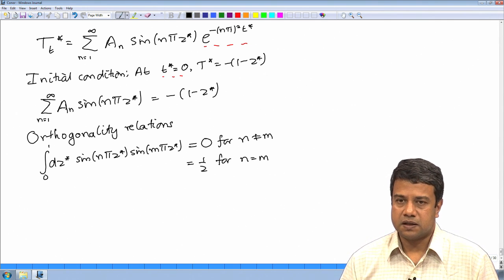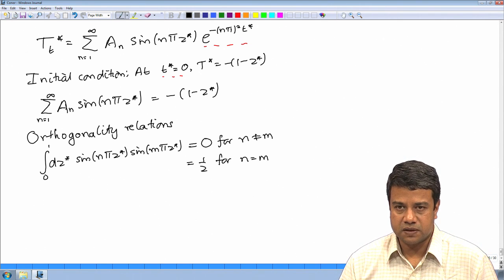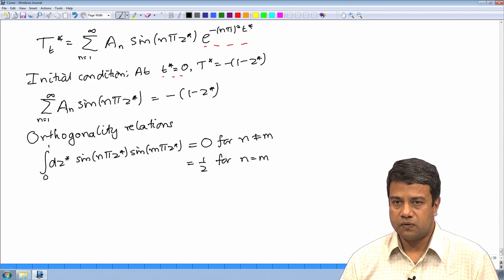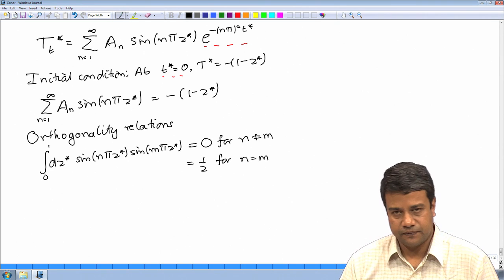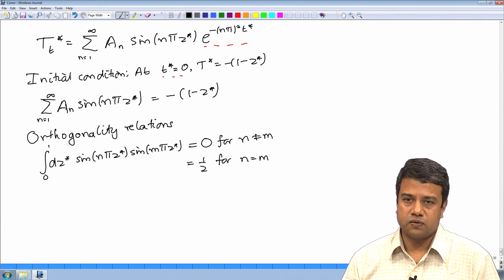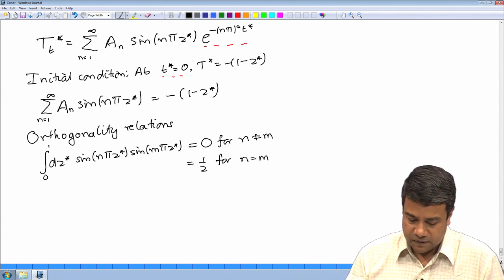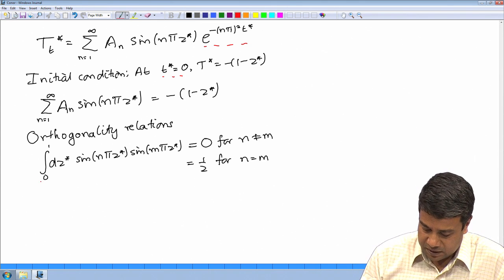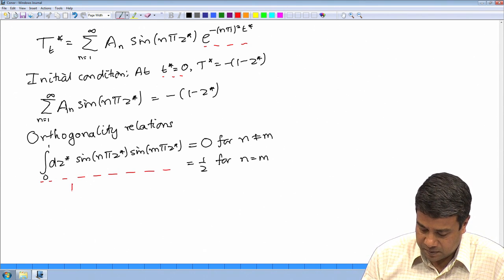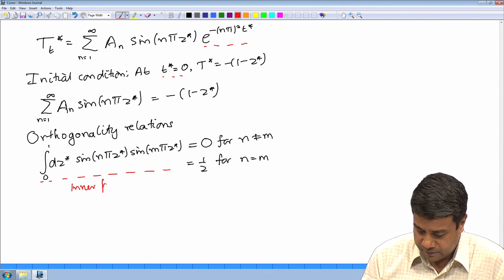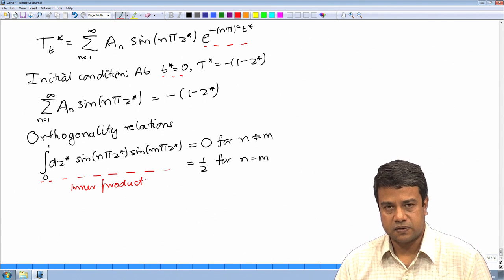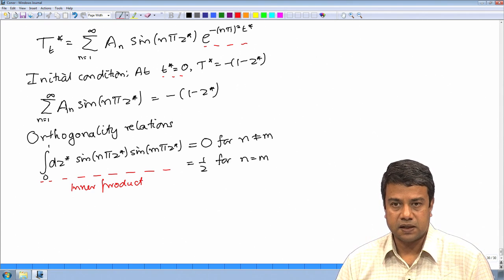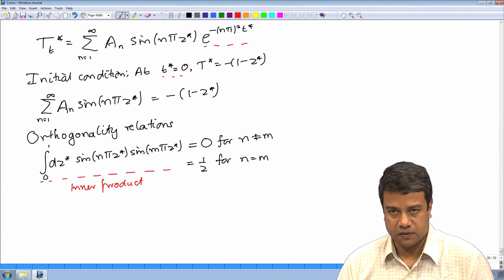This nomenclature derives from what is used in vectors. Two vectors are orthogonal if the dot product of those two vectors is equal to 0. Similarly, in this case, two functions are orthogonal if this thing, which is called the inner product of these two functions, is zero. In that case, this goes by the name of an orthogonal function.